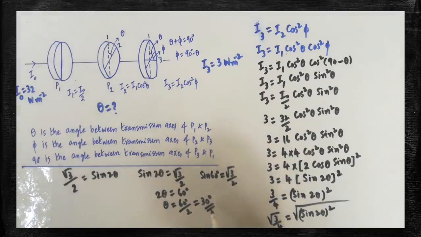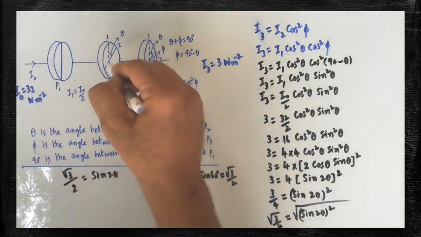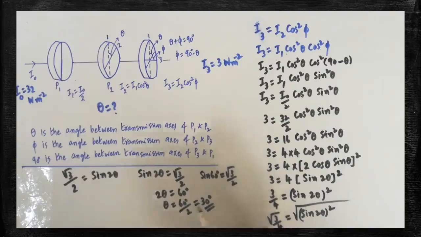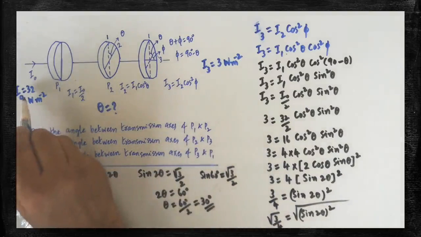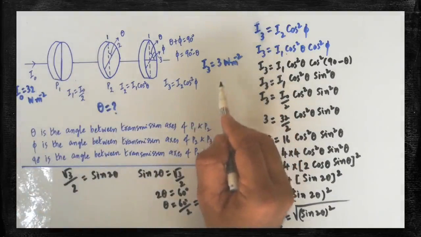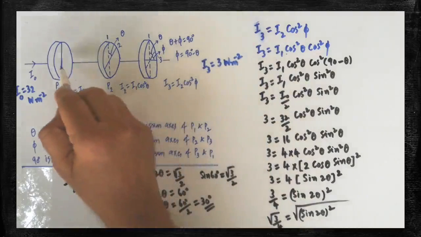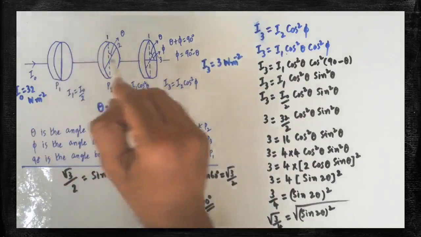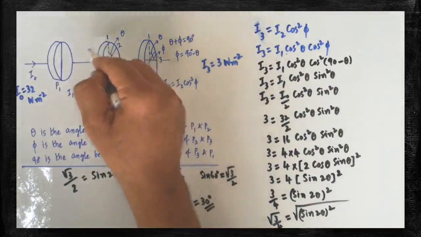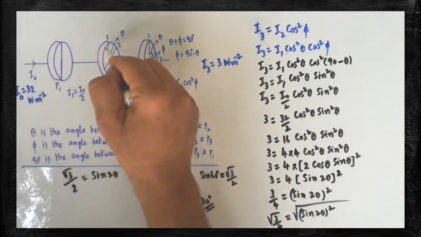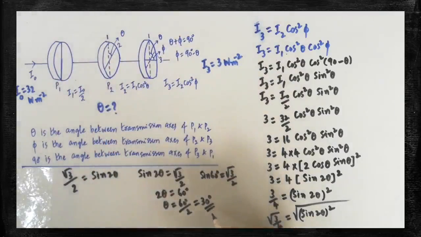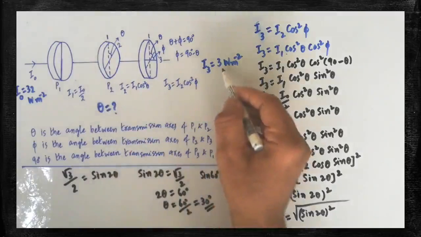So the meaning is, if the second polaroid is rotated through an angle of 30 degree, what will happen? The intensity of the incident light will be reduced to 3 watt per meter square, provided the transmission axes of P1 and P3 are perpendicular to one another. The angle between the first transmission axis and the second transmission axis of these two should be how much? 30 degree. Only then will this intensity be reduced to this much. Okay.